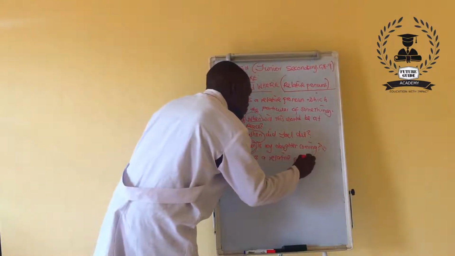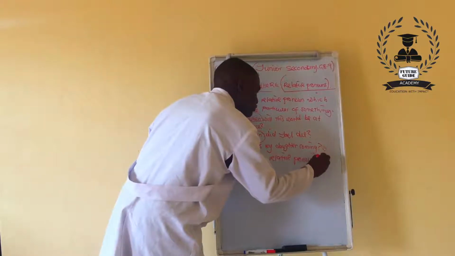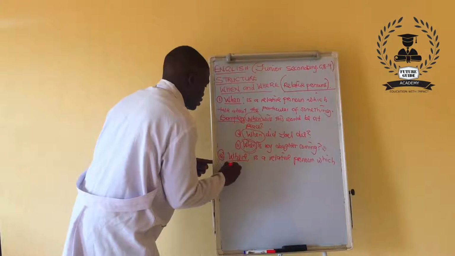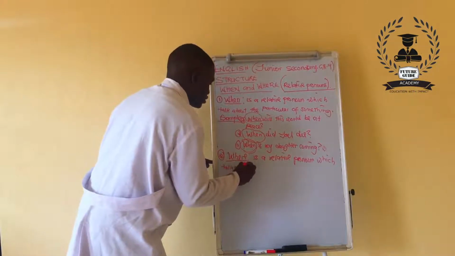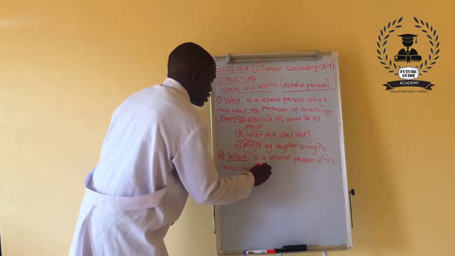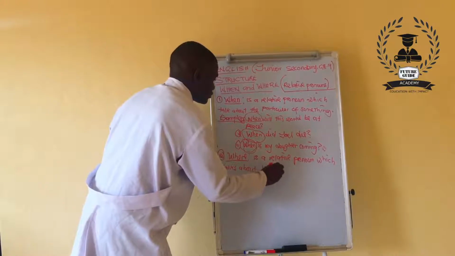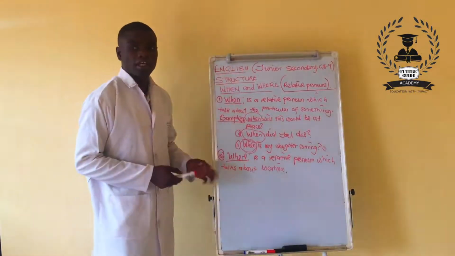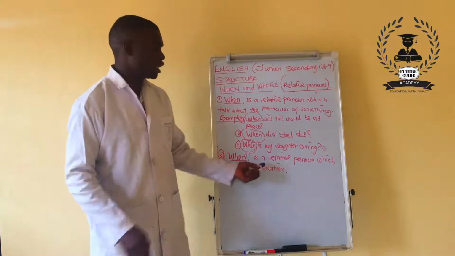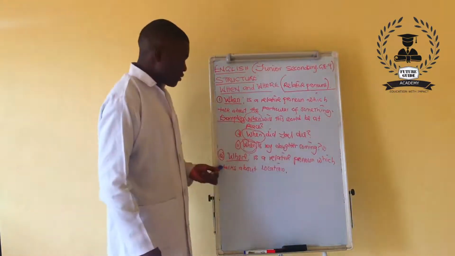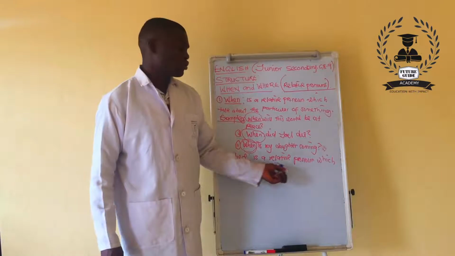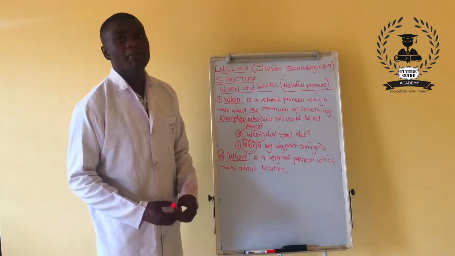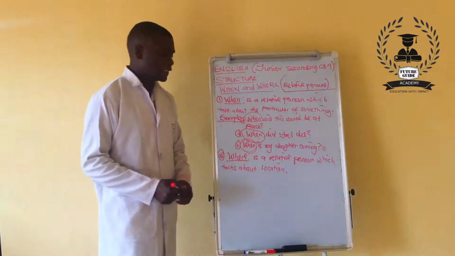So, where is a relative pronoun which talks about location. Which talks about what? Location. So whenever we have where in a sentence, keep it in mind that we are talking about the location of something or a particular event.